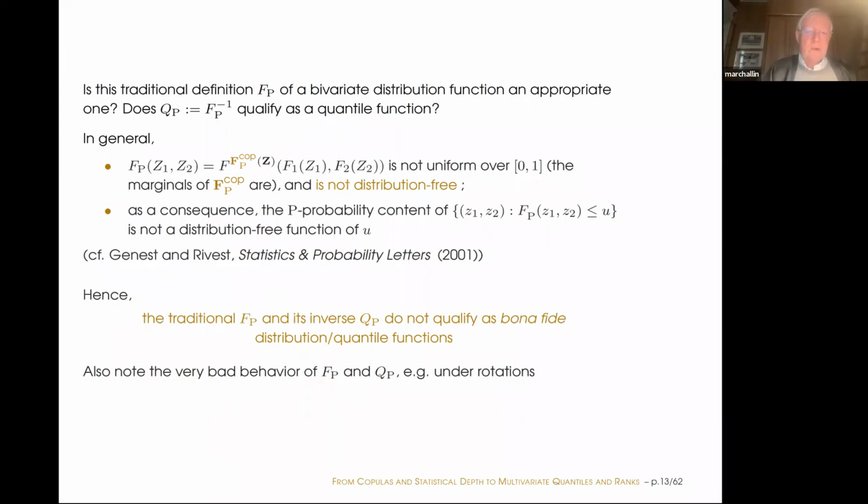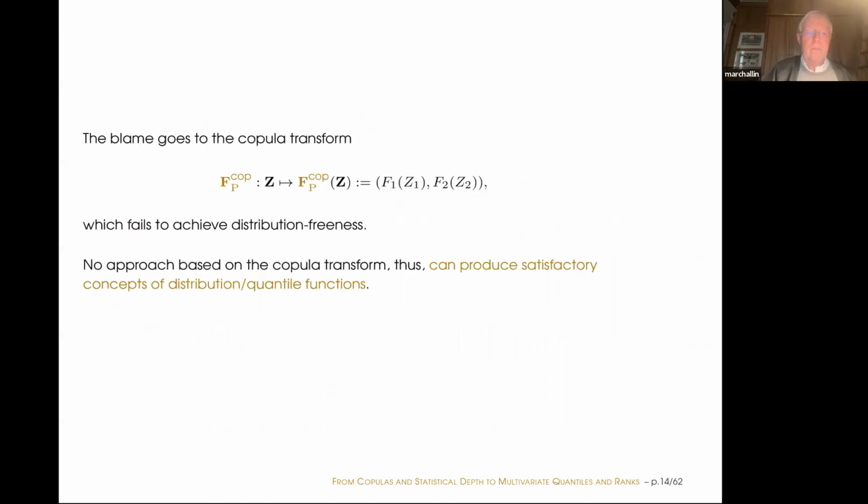Okay. So also note a very bad behavior of these definitions if you are rotating your unit square, for instance. It behaves in a horrible way. It's not very satisfactory. And the blame goes to the copula transform, which fails to achieve distribution freeness. Okay, so using copulas in order to create multivariate quantile regions probably will not lead to any satisfactory solution.